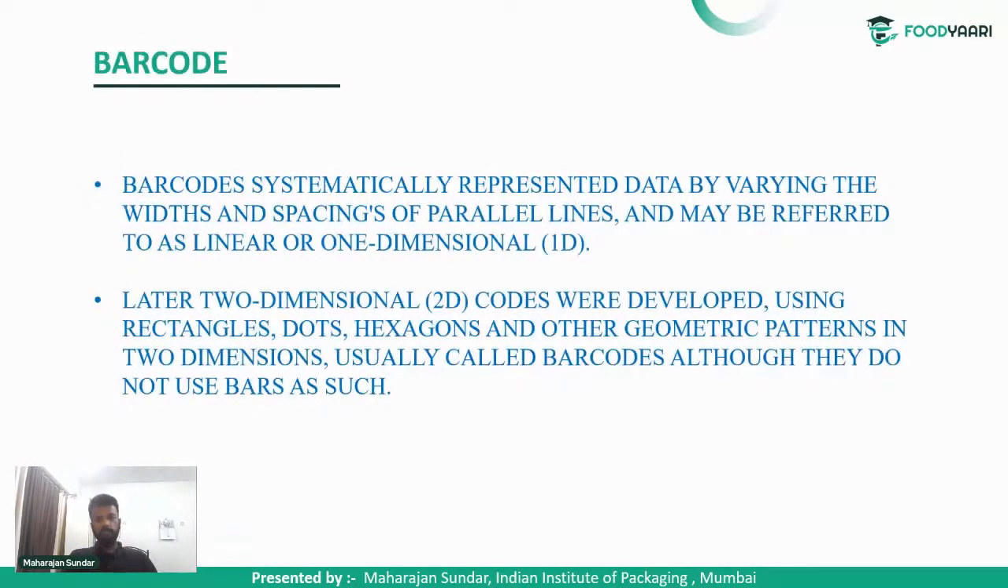Barcode. Whatever product we have seen, it will have a barcode on it. What is a barcode generally? A barcode is a linear, one-dimensional structure on which the data of the product is computationally stored: where it is manufactured, by whom it is manufactured, and at what time it is manufactured.